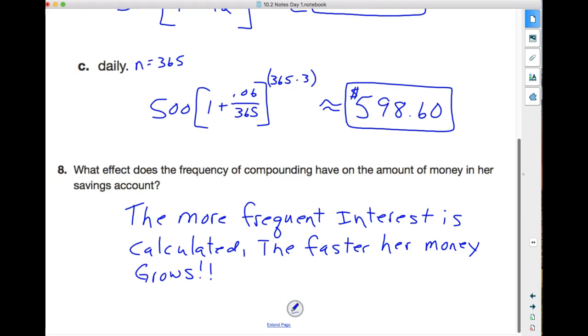Getting through here will allow you to do the front page of that yellow worksheet. The back page, most of that, if memory serves me correctly, is going to build off what we're doing on Monday when we hit what's called continuously compounding interest.